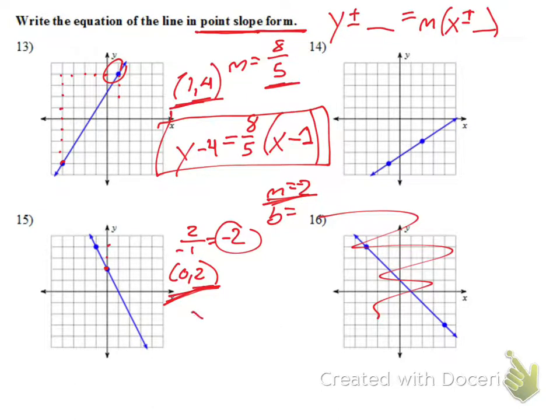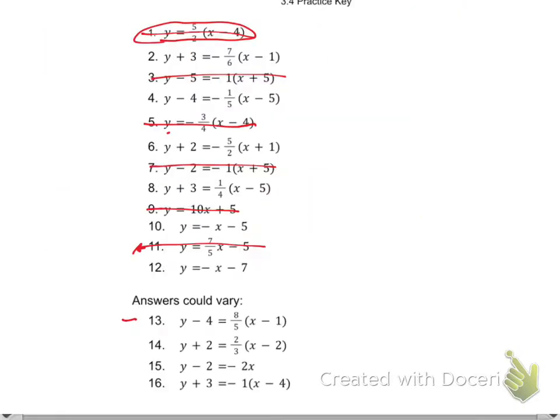So y, and then opposite, so y minus 2 is equal to whatever my m is. My m is negative 2, and then parentheses x, and then the opposite of 0 is nothing, so we would just put x. So y minus 2 is equal to negative 2x. And that's for number 15. Y minus 2 is equal to negative 2x.